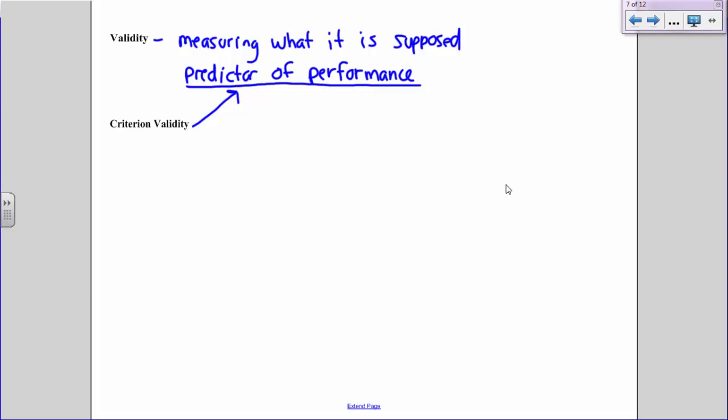Because if scores on the selection test are consistently related to some measure of performance, then you're going to get bigger bang for your buck, right? So you want to make sure that your interview works, basically, right? It's a predictor of how well employees are going to perform.